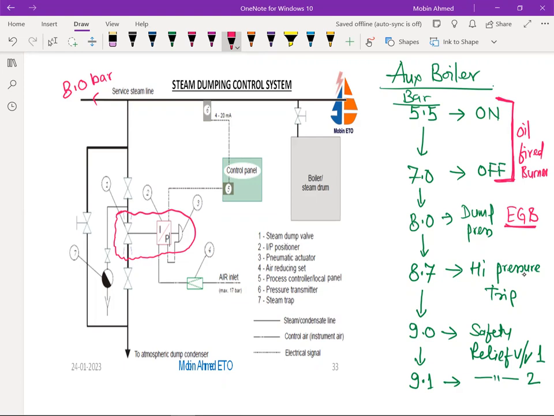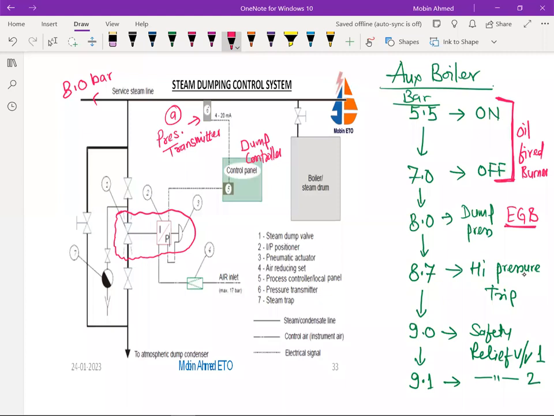Now for that, again, we require a pressure sensor. So here we are having a pressure transmitter. There is a pressure transmitter which is going to give the output to the, here it is written control panel. Basically it is a dump controller. Here we are doing steam dumping, and that's why it is known as a dump controller.